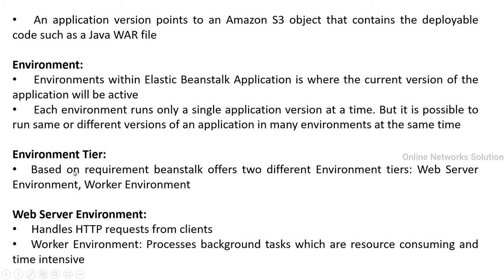Environment tier. Based on requirements, Beanstalk offers two different environment tiers: web server environment and worker environment. Web server environment handles HTTP requests from clients. Worker environment processes background tasks which are resource consuming and time intensive.